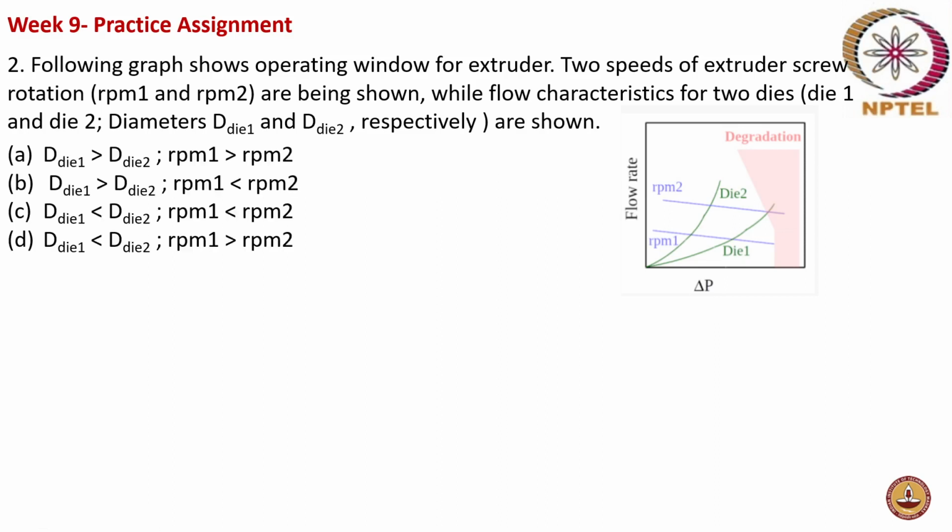Okay. Now you have to find out whether the diameter of die 1 is greater than diameter of die 2 and RPM 1 is greater than RPM 2, or is it die 1 diameter is greater than die 2 diameter but RPM 1 is less than RPM 2, or is it diameter of die 1 is smaller than diameter of die 2 and RPM 1 is also smaller than RPM 2, or diameter of die 1 is smaller than diameter of die 2, whereas RPM 1 is greater than RPM 2. So how do you find it?